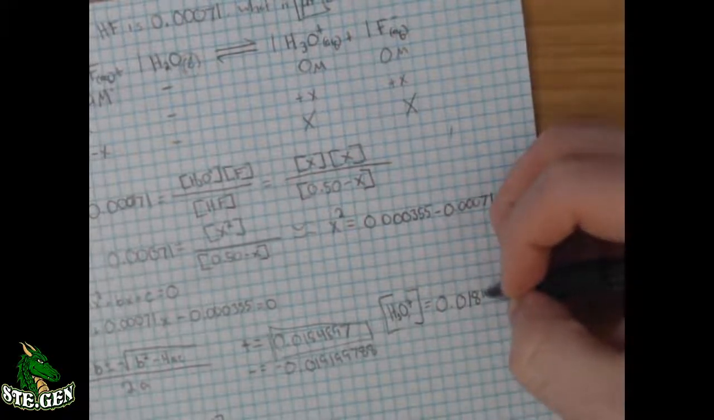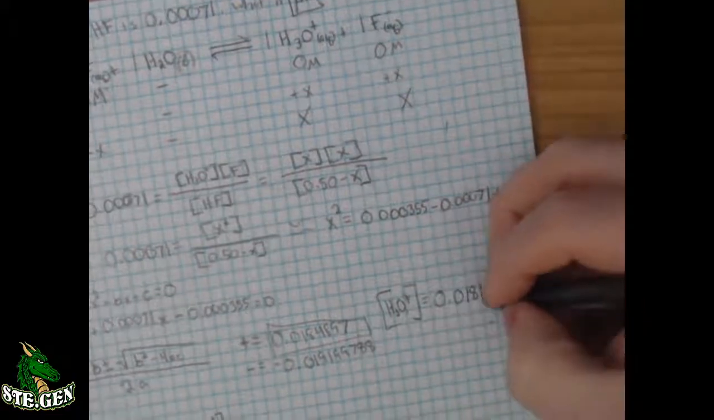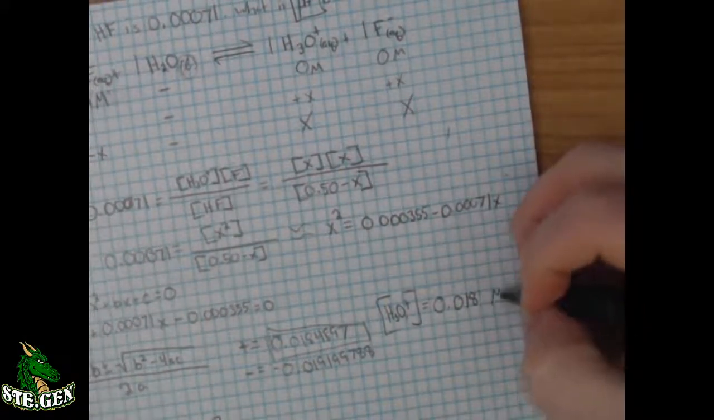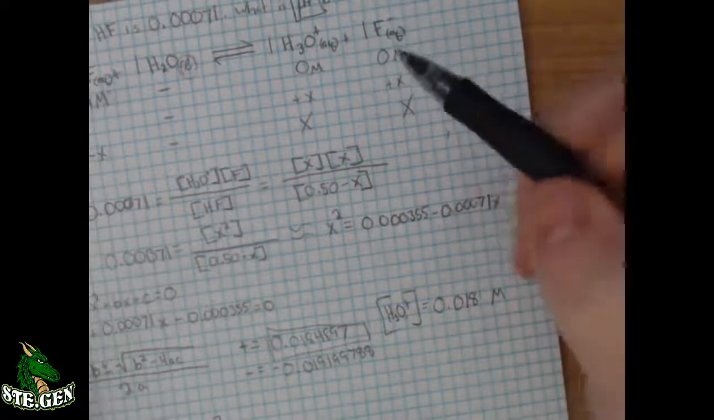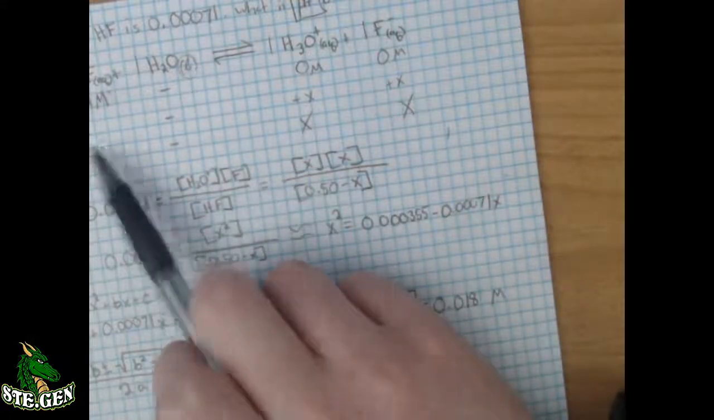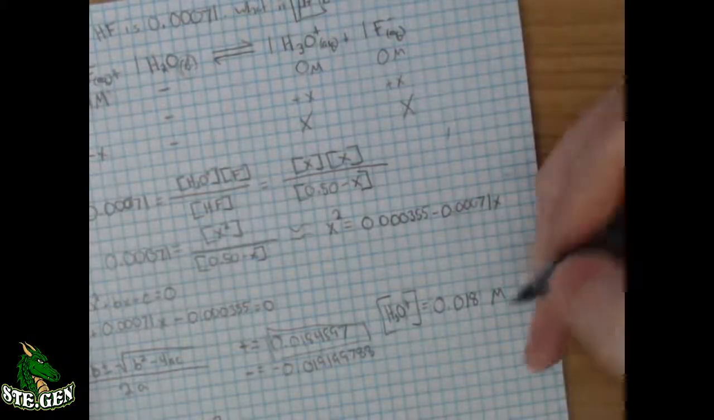I think it's actually just 18, right? Yep, 0.18 molar. I apologize for that. Which makes sense because this is a number that's less than 1, which means reactants are favored, which means this is not actually going to ionize a whole lot.